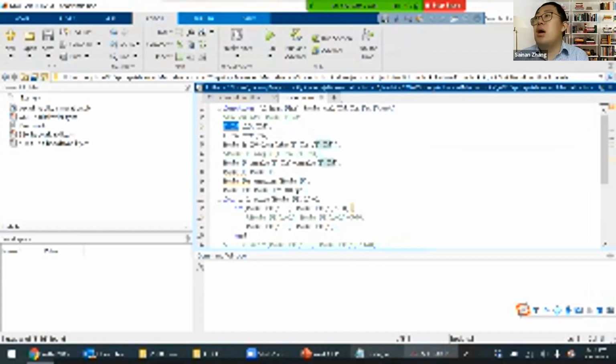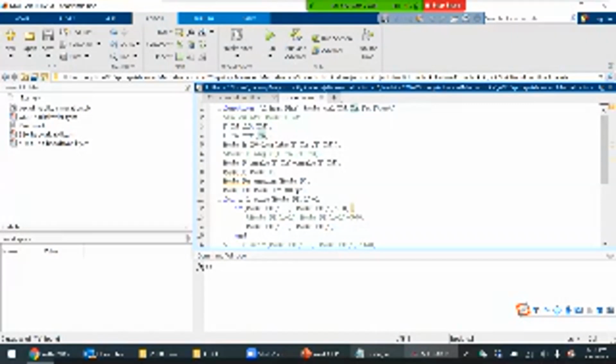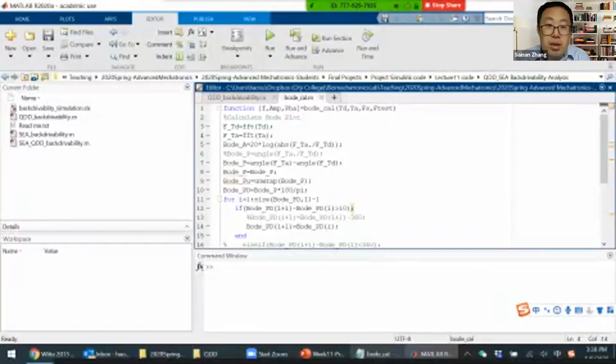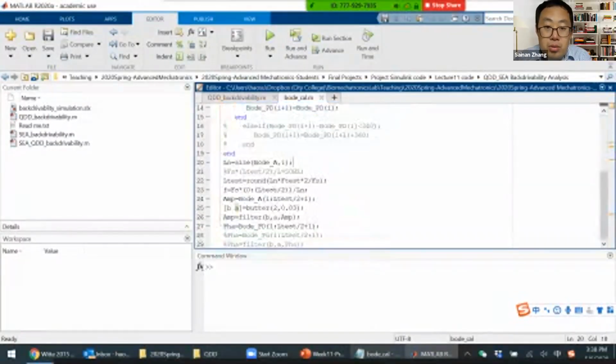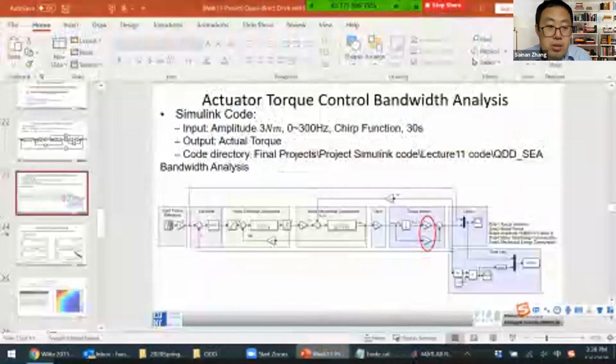Yeah, so let me see this. You don't have to, you can comment this out. We just want to know... so basically, let's see this TD. TD I think is the desired torque, and TA is the... can you see my screen, right? It's blurry right now. Okay, let me copy this code over. Can you see my screen?